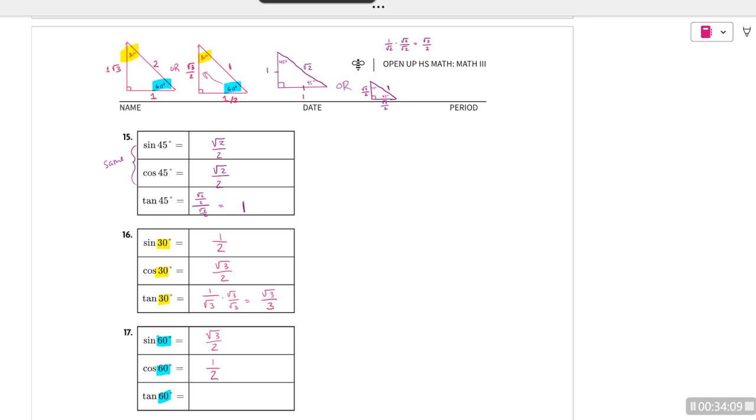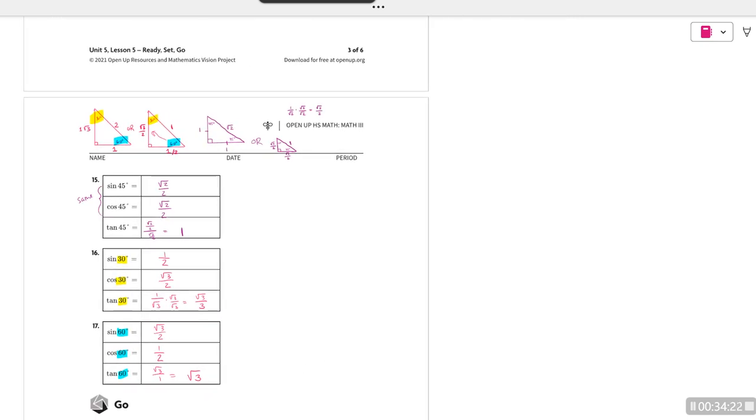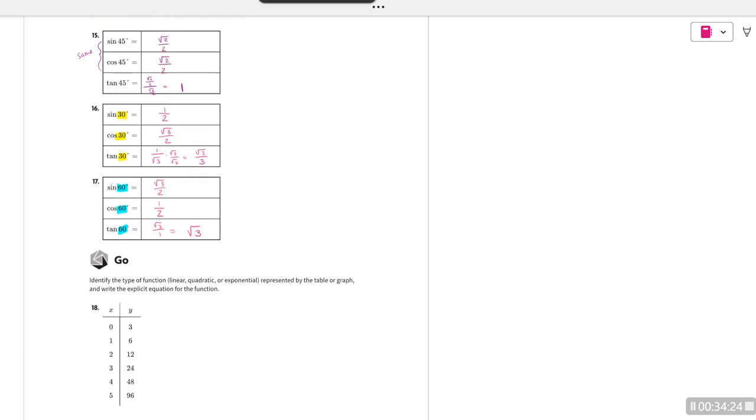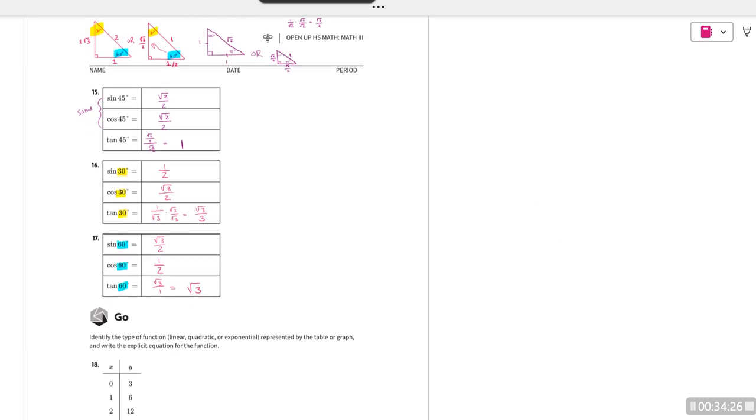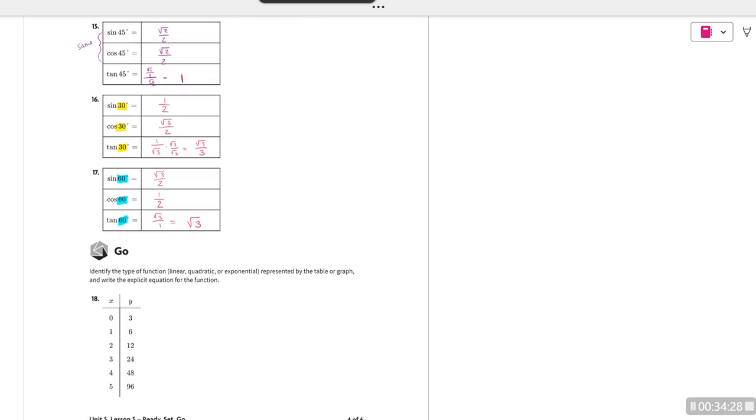And then tan of 60, again, I'll use our smaller triangle. Opposite of 60 is square root 3, and adjacent is 1. So really, that's just square root 3. Okay, there are our 60-degree angle trig ratios. So let's move on to our Go problems.